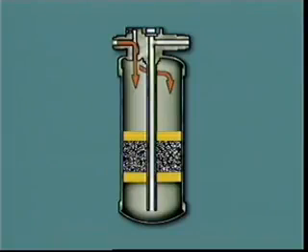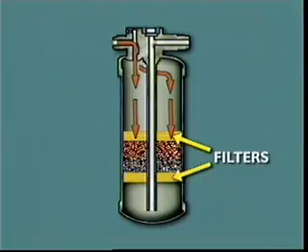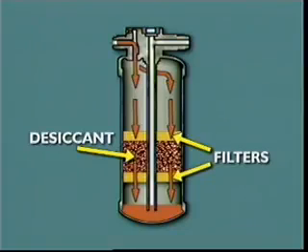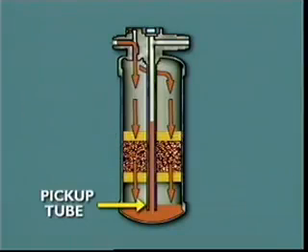High-pressure liquid enters the receiver dryer and passes down through the filter and desiccant material. It exits via the pickup tube at the bottom of the canister and moves on to the expansion valve.